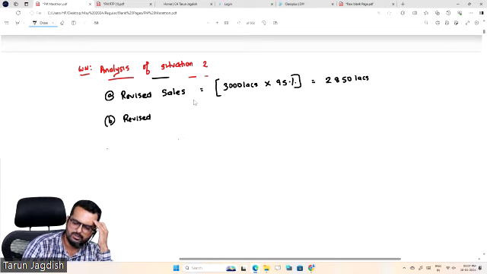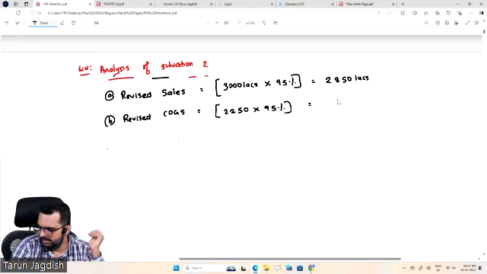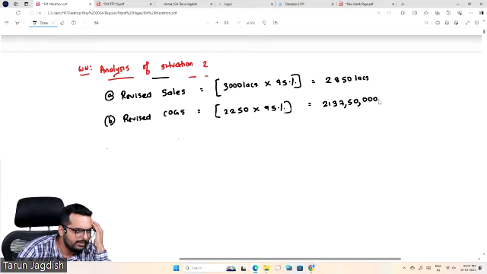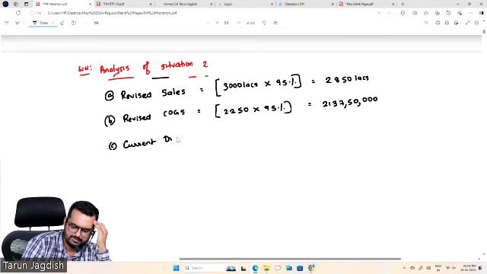Point number B, revised cost of goods sold. What are we trying to find out here? First you are finding out the cost of goods sold, right? Earlier, how much was the cost of goods sold? 2,250. Now I will do this into what percent? Into 95%. 2137.5. Everybody clear?